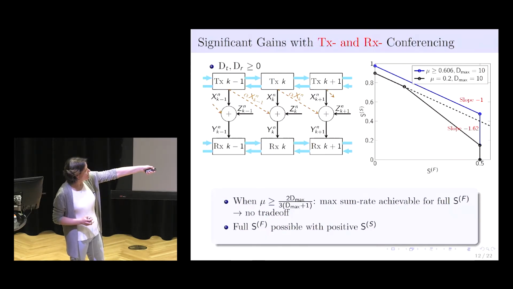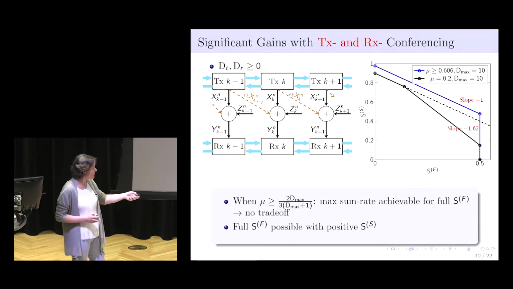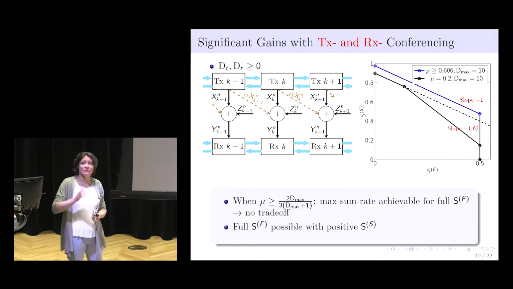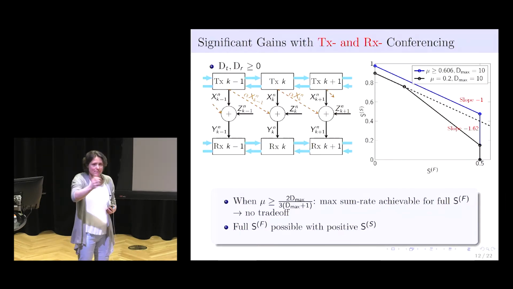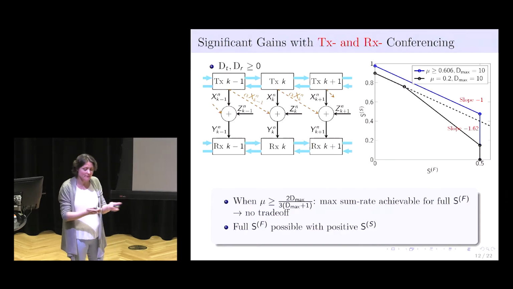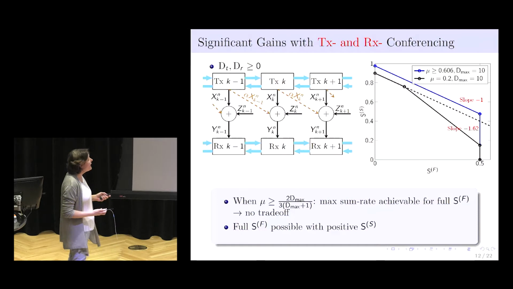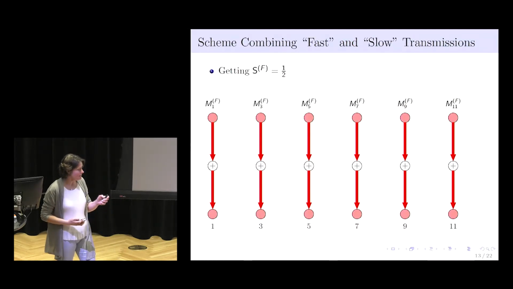So what I want to explain is how to get to this point here. This point here means I want to send at maximum fast DOF. And then additionally, I can add some slow messages. They're not going to disturb the fast messages, because otherwise they would destroy their DOF. And moreover, on the slow messages, I can do as good as if I didn't have these fast messages. And so this is the scheme.